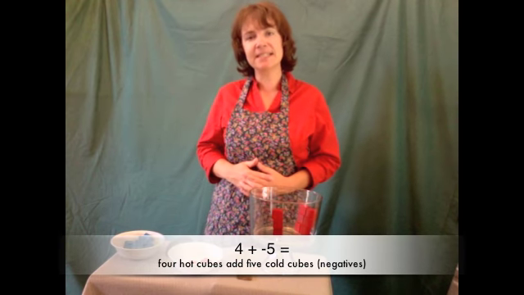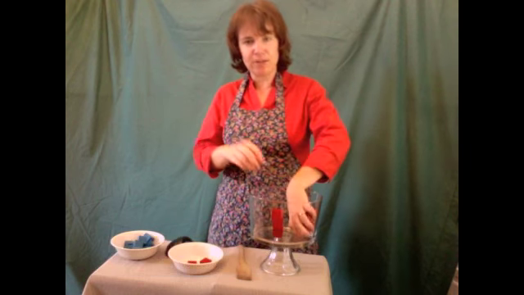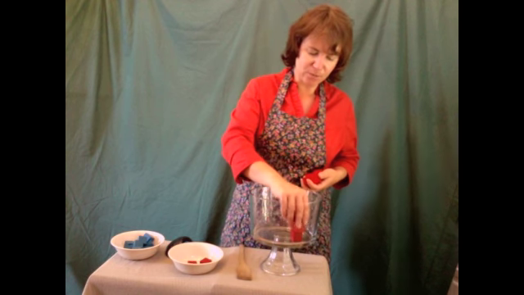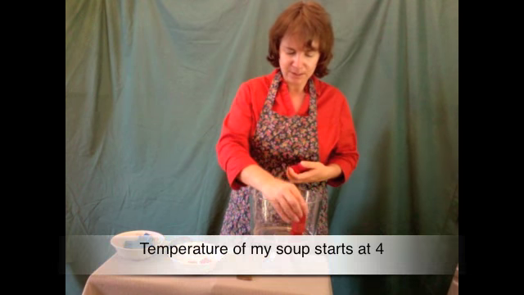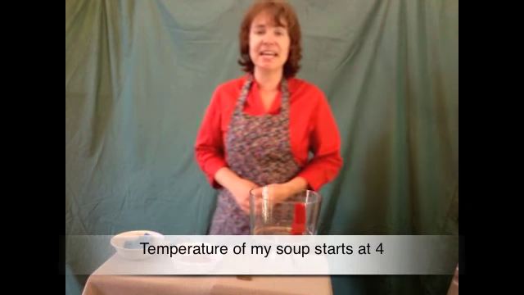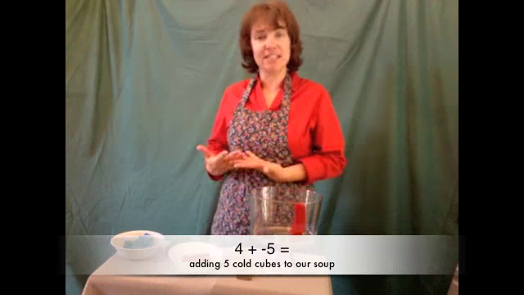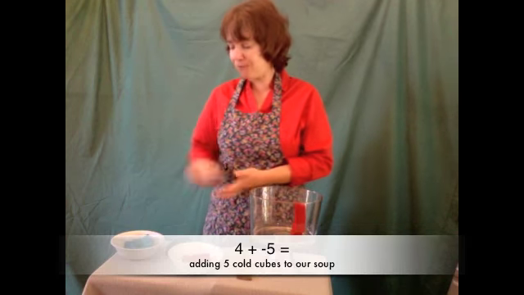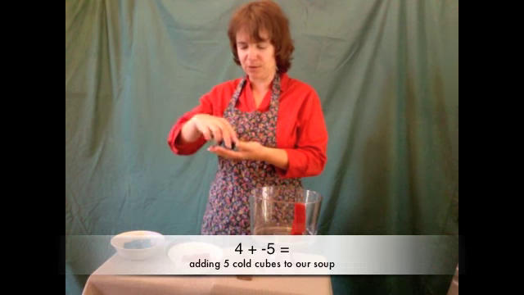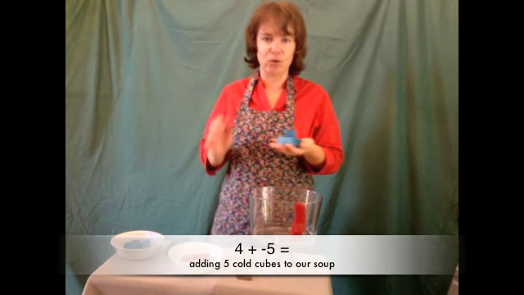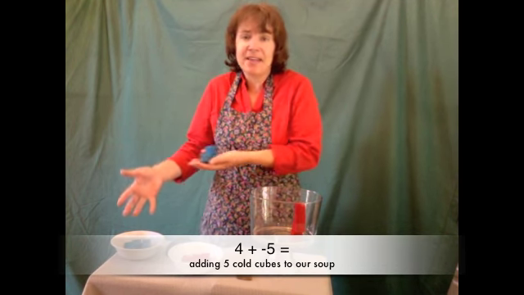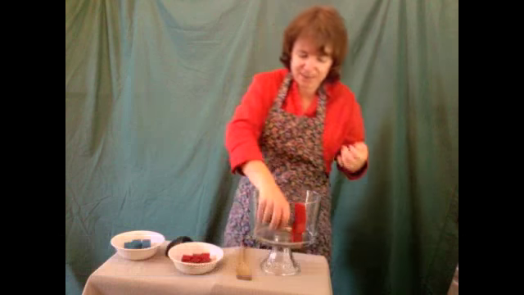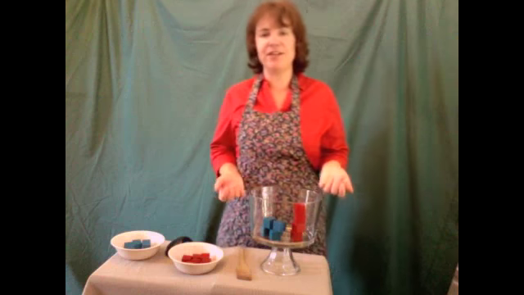4 plus -5. So I'm going to start off with 4 hot cubes, 4, and then I'm adding -5, which is my cold cubes. I'm going to add 5 cold cubes. So here's 4, 5 cold cubes. Since I'm adding them, I can just take them over there, add them in here, and then I can figure out the temperature.